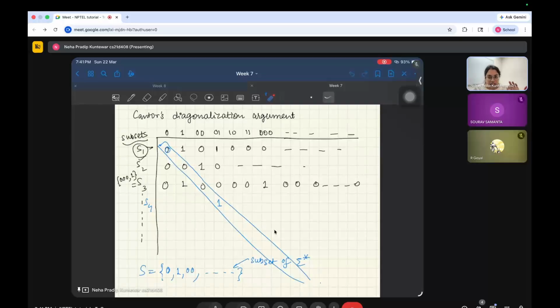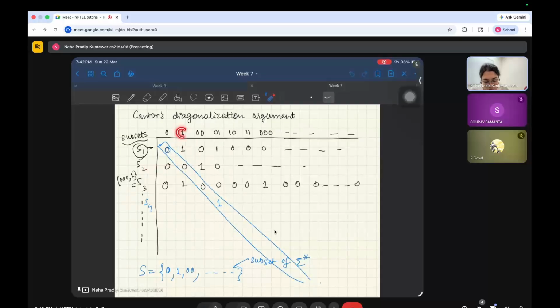Now here comes the argument, which is that you look at the diagonal of this matrix. It's an infinite diagonal, because there are infinitely many rows and infinitely many columns, so you just keep looking at the diagonal entries. Let's say that this entry is 0. What that means is 0 is not in set S1, therefore we wrote a 0 here. So you create a new set S where you put a 0, because it was not in S1.